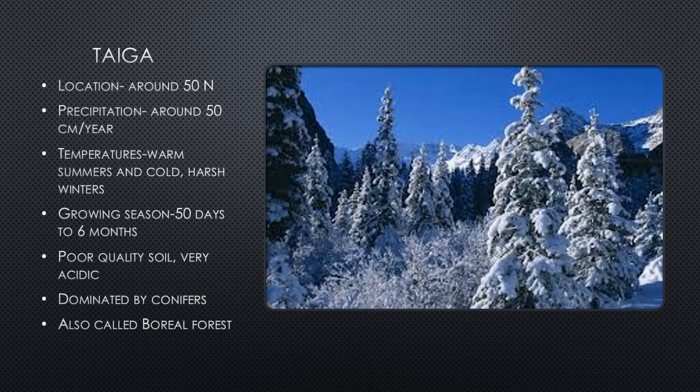It does have warm summers, still has cold, harsh winters, and their growing season is a little bit longer than the tundra, so about 6 months, which isn't too bad. The soil quality is still fairly poor. It's very acidic, which you would expect from having conifers. Those needles drop. It's a very acidic type of plant. So the taiga is dominated by conifers. And just for another frame of reference, it's also called a boreal forest, so if you've heard that, this is what it's referring to.